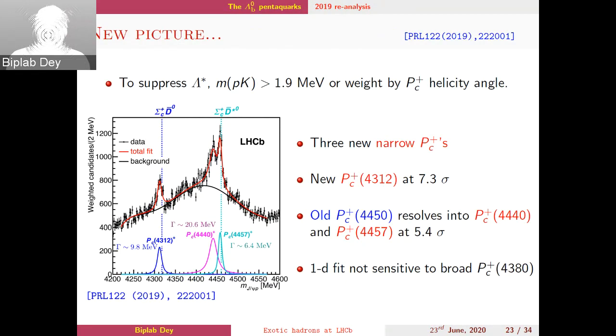One is that we see a new Pc(4312), very, very narrow. And then the older 4450 resolves into two substructure states, 4440 and 4457. This was a 1D fit. It was not sensitive to the broad 4380 that I mentioned before.